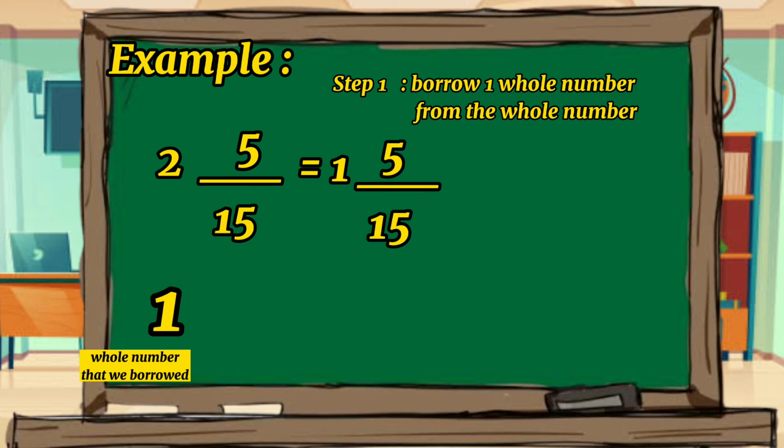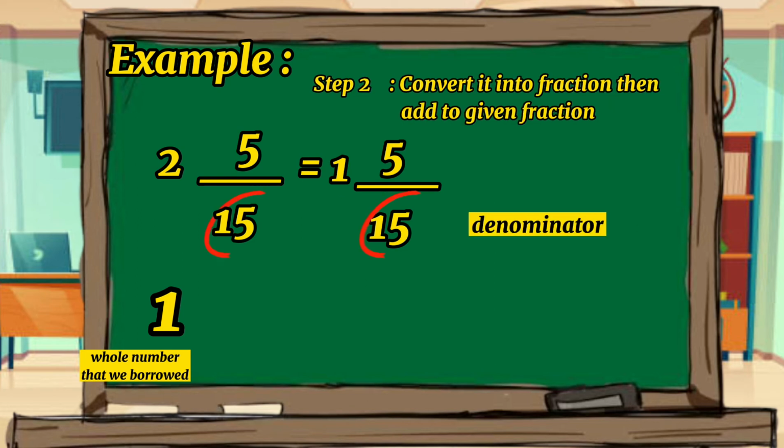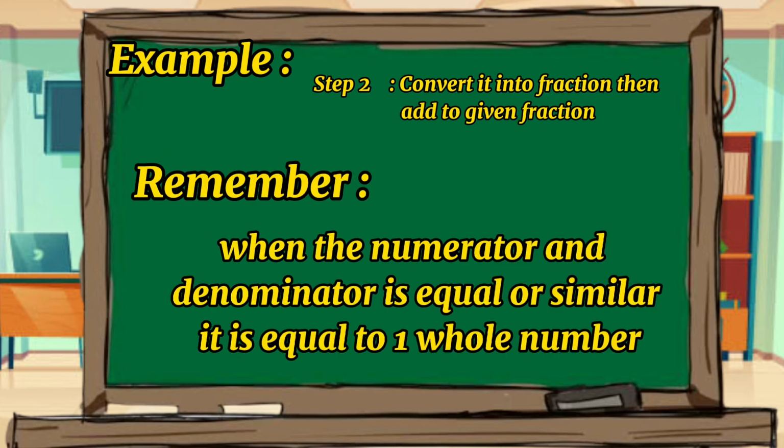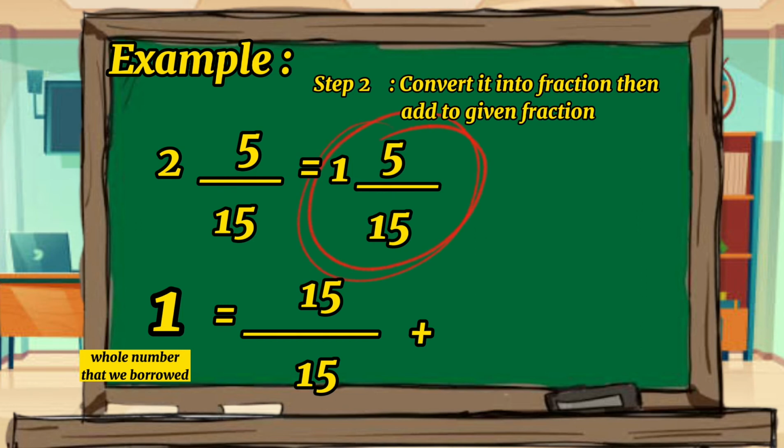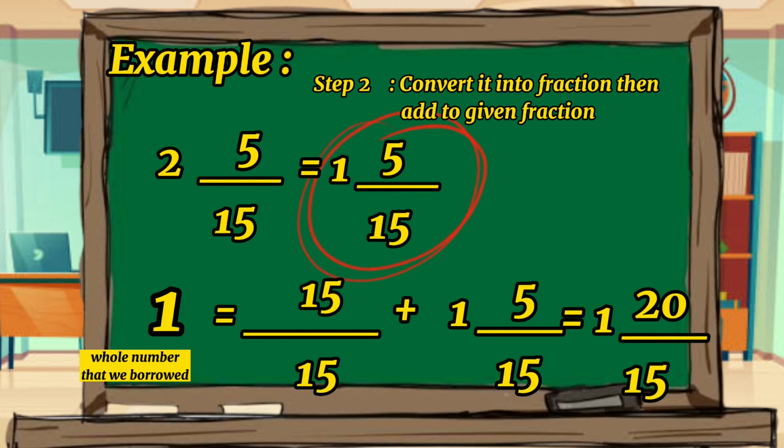We will convert the borrowed whole number to a fraction. Since our denominator is 15, the one whole number becomes 15 over 15. Remember, when the numerator and the denominator are equal, it is equal to one whole number. Then, let's add 15 over 15 to the given fraction, which is 5 over 15. So 5 over 15 plus 15 over 15 equals 20 over 15. Did you notice the whole number 2 became 1 because we borrowed from it to add to the given fraction?